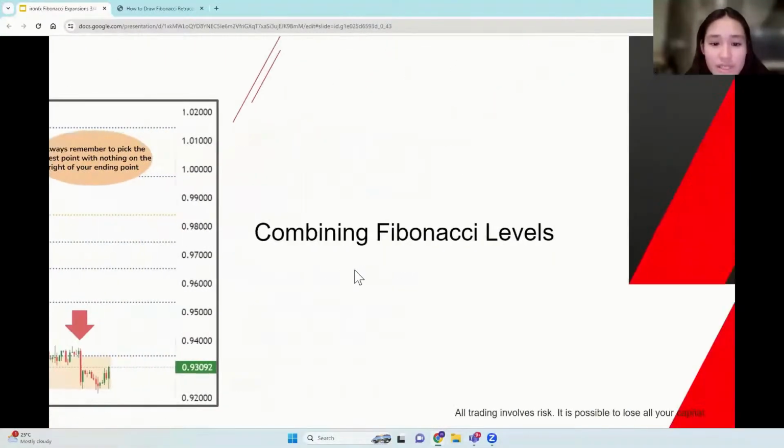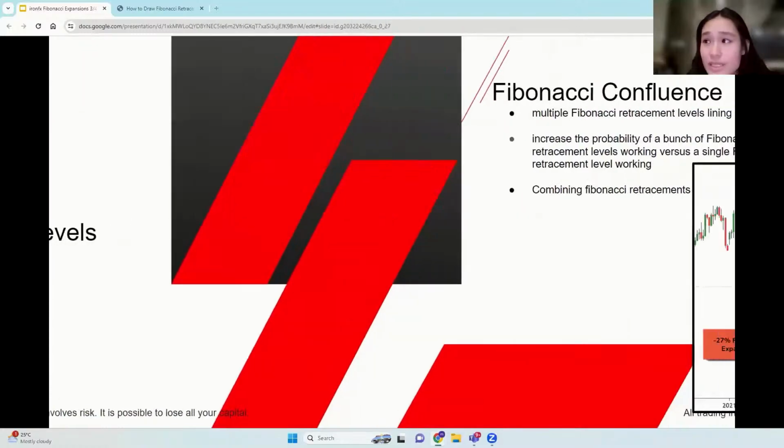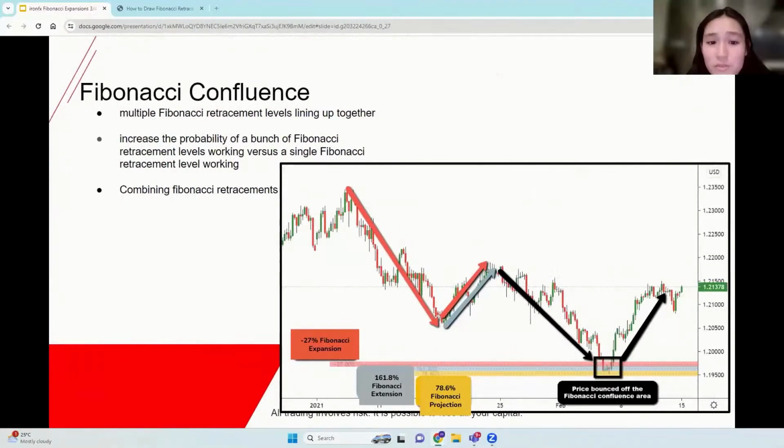Okay, now let's get into the fun part, which is looking for confluence levels. So what a confluence level means is basically when there are multiple Fibonacci retracement levels that line up together. So this increases the probability of a bunch of Fibonacci retracement levels working together versus a single Fibonacci retracement level.